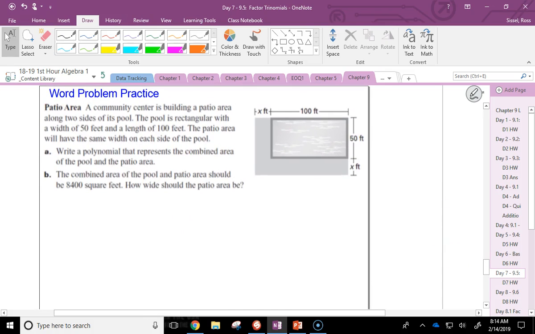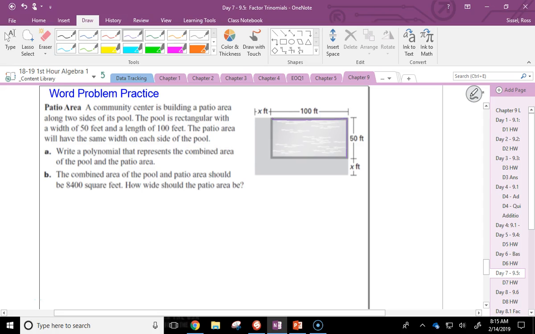This one, I will say the only problem on it is it gets a little bit numbery. But it says a community center is building a patio area along the 2 sides of its pool. The pool is rectangular with a width of 50 and a length of 100 feet. Patio areas have the same width on each side of the pool. Write a polynomial that represents the combined area.